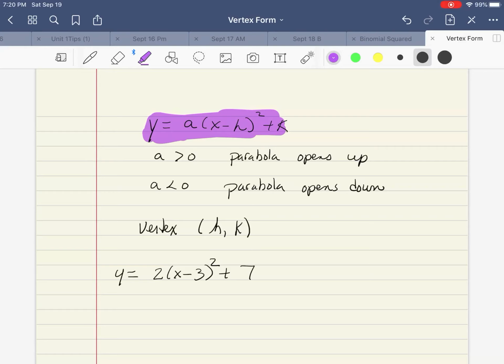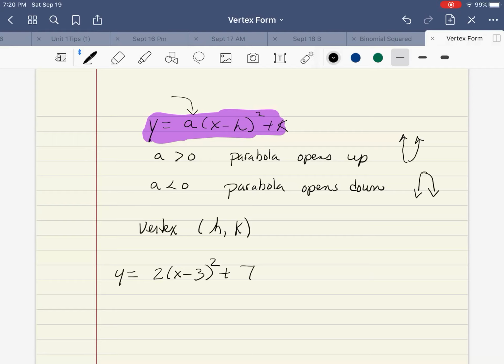Now, by the name, you can tell that vertex form is going to yield the vertex for you pretty easily. However, you do need to be careful when you're doing that. So I want to look at a couple of things here first. The value of a, which is found right in front of the bracket, if it's greater than 0, your parabola is going to open up. So if that is greater than 0, it's going to look like that. If it's less than 0, your parabola is going to open down.